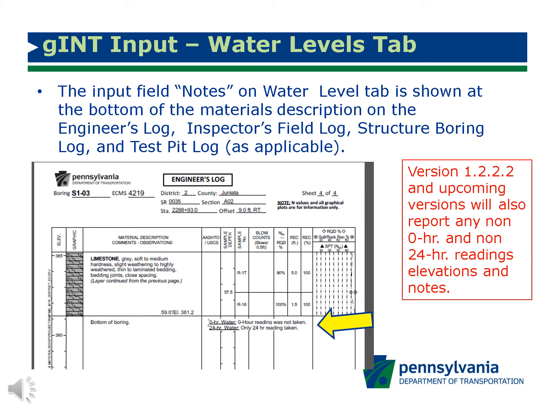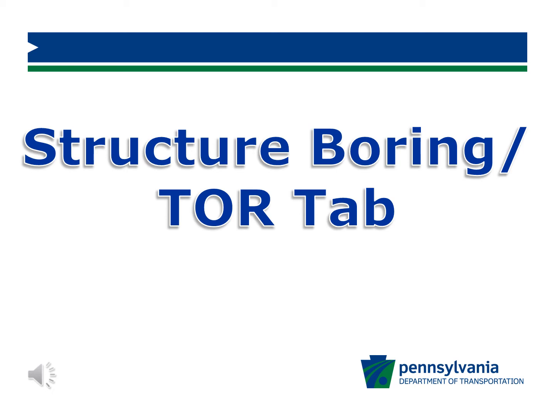The Notes field on the Water Levels tab is displayed at the end of the report adjacent to the reading event. An asterisk is placed next to the water level reading on the first page of the engineer's log to indicate that notes appear at the end of the report. For example, the remark "0-hour water, 0-hour reading was not taken" is displayed at the bottom of the boring on this engineer's log. Next, a discussion regarding the Structure Boring Top of Rock tab.